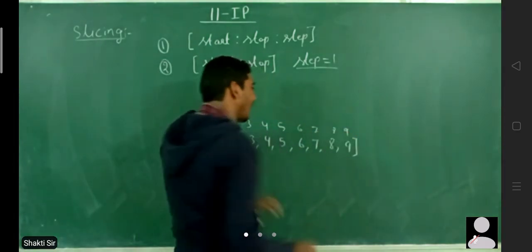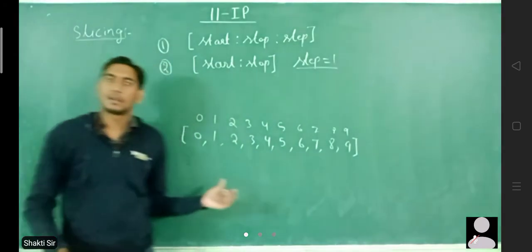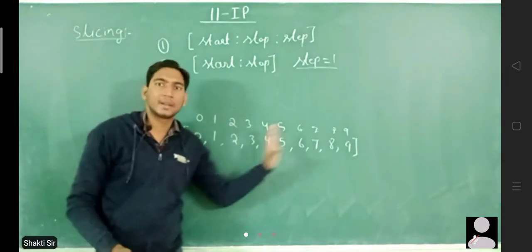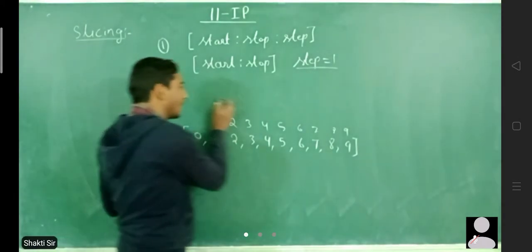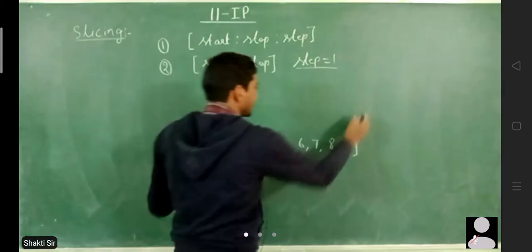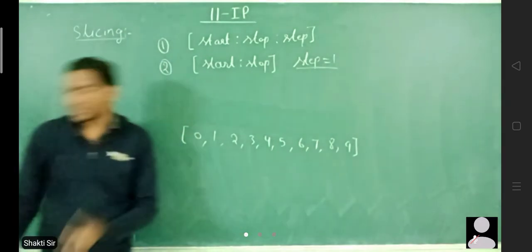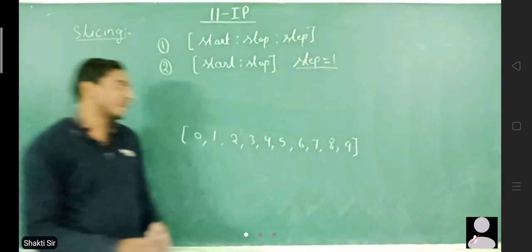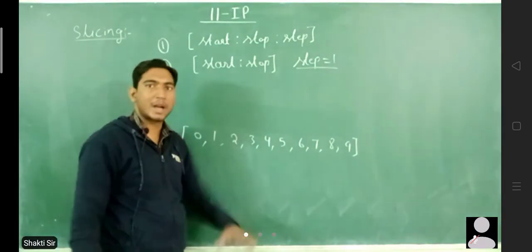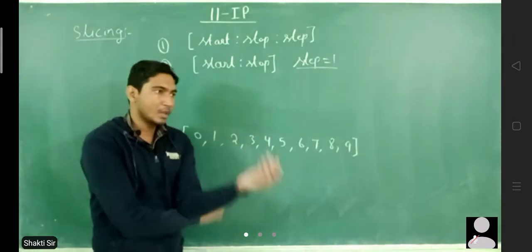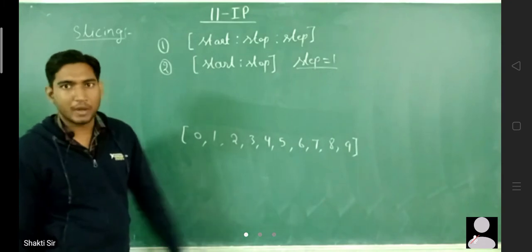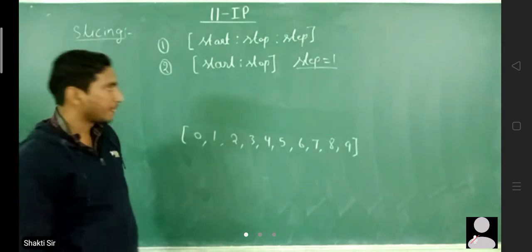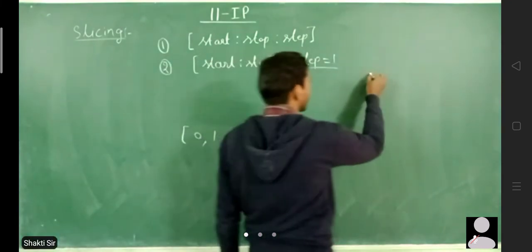I have taken a list like this so that I need not write the indexes in a separate line. So I now remove this index line because it is the same as the original list. That's why I have chosen this type of list. So the indexes of this list are 0, 1, 2, 3, 4, 5, 6, 7, 8, 9. Now suppose I am given a question.